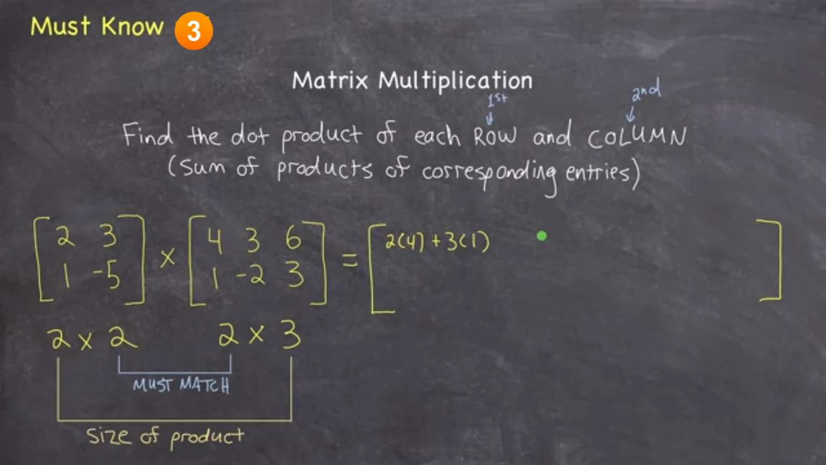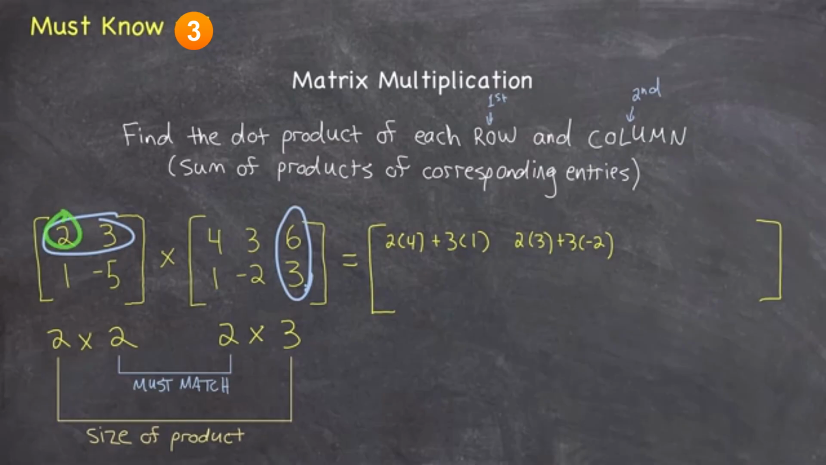To get the entry in row 1, column 2, I'll use row 1 of my first matrix and column 2 of my second matrix, and then find the sum of the products of their corresponding entries. 2 times 3 plus 3 times negative 2. And then row 1, column 3, use row 1 of the first matrix, column 3 of the second matrix, and then find the dot product of their corresponding entries. 2 times 6 plus 3 times 3.